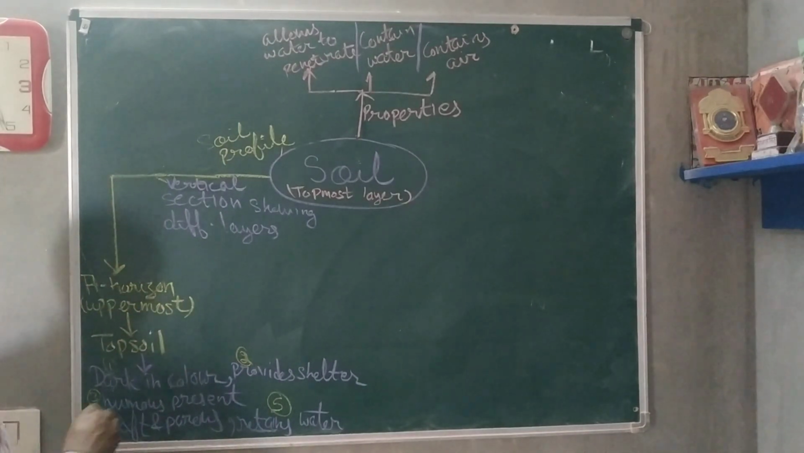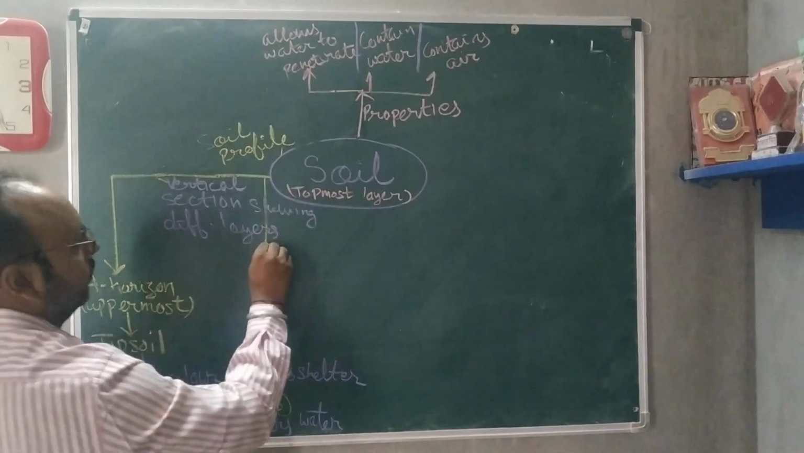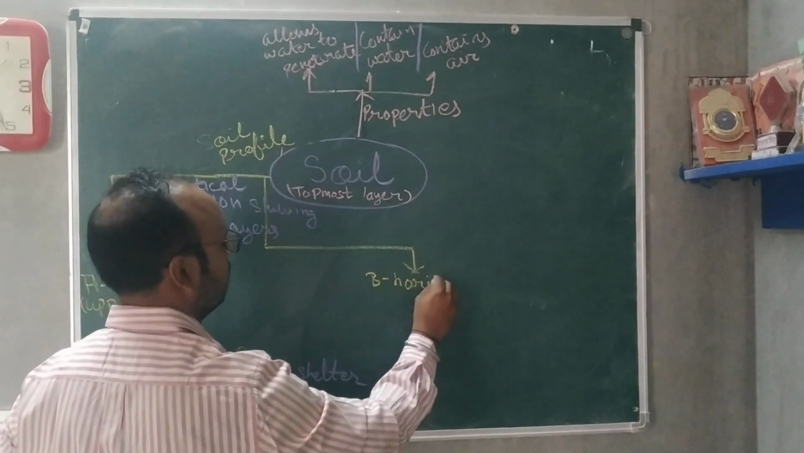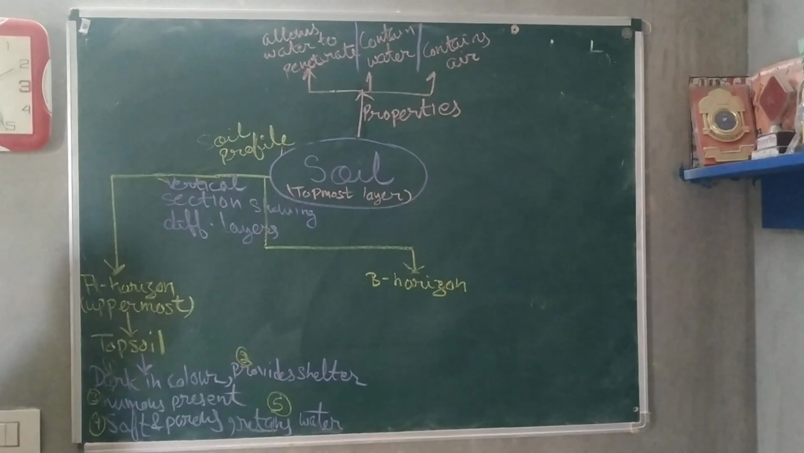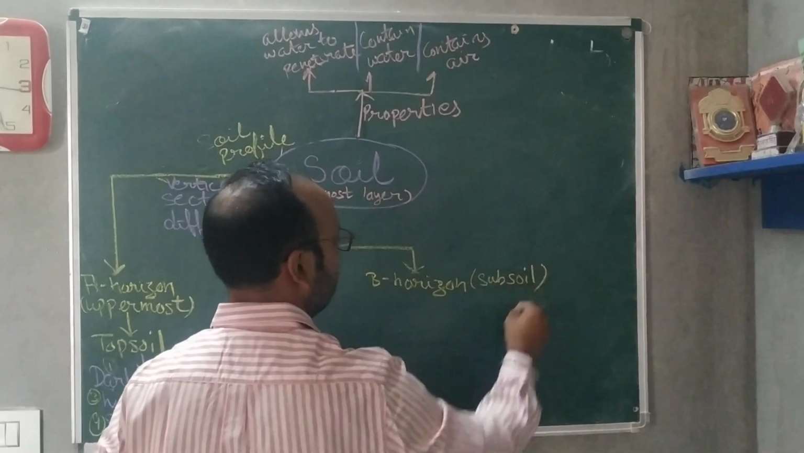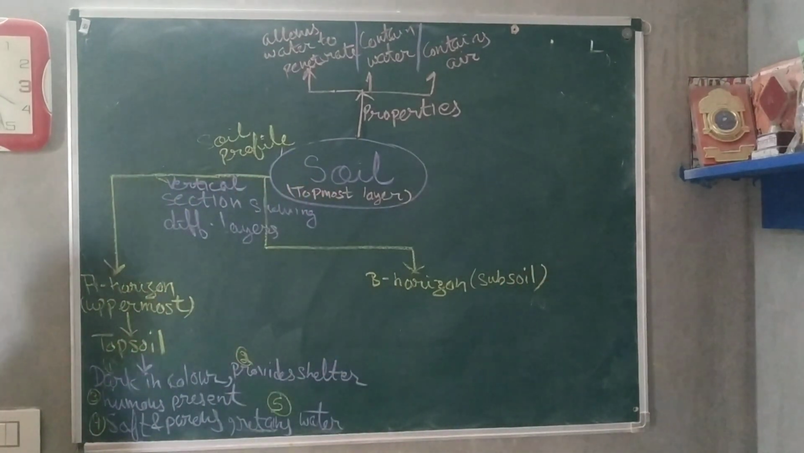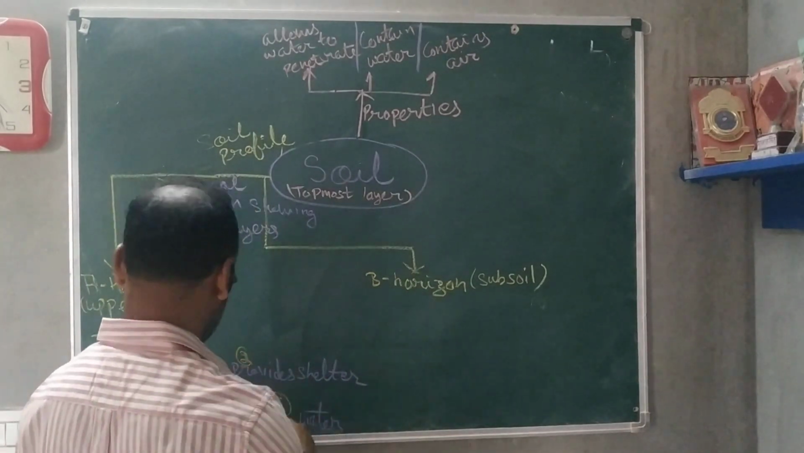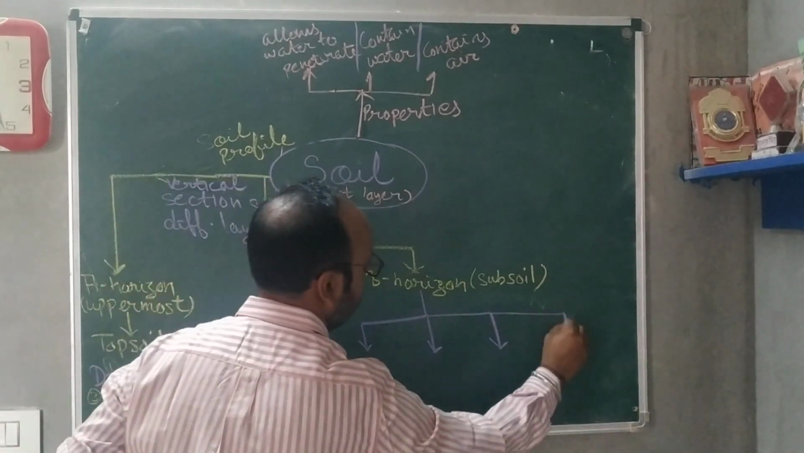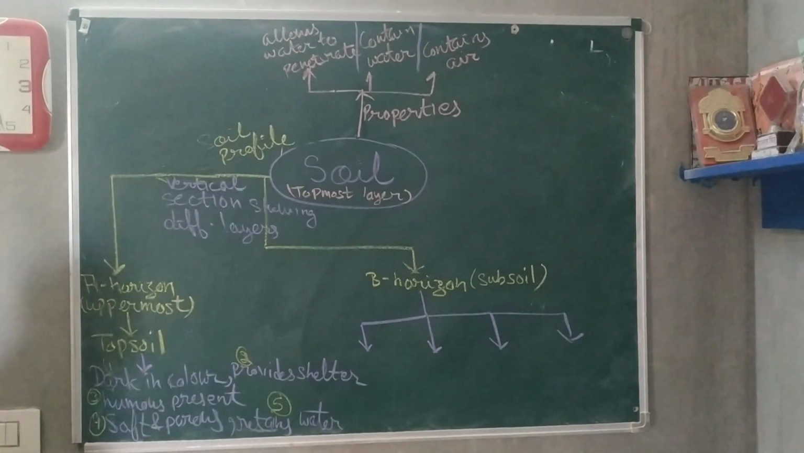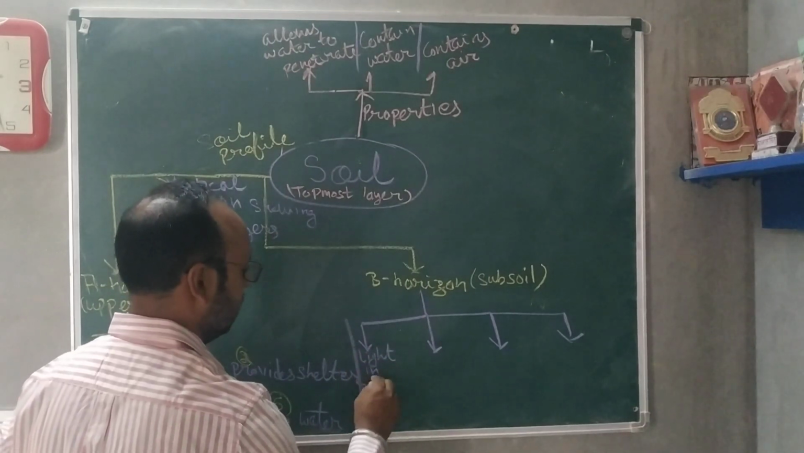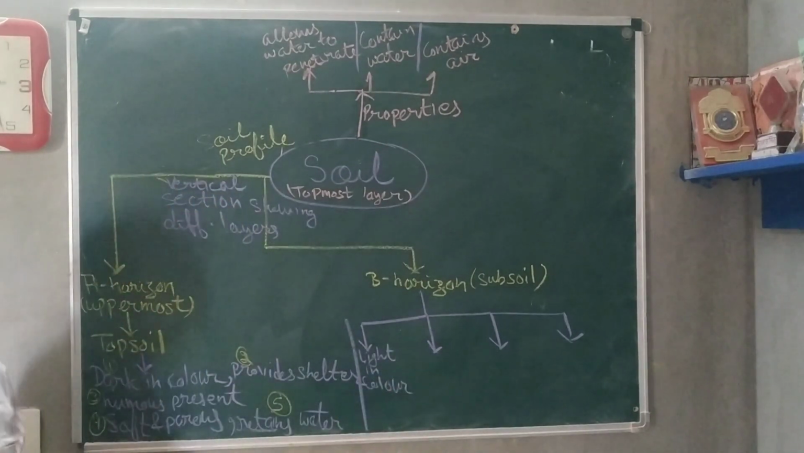Then now let's go to the next one that we call B horizon. B horizon is known as subsoil. This is below A horizon. Now you might have remembered the characteristics. Let us discuss the characteristics. Make it like this so that it will be easy to identify. Light in color. This is the first characteristic.